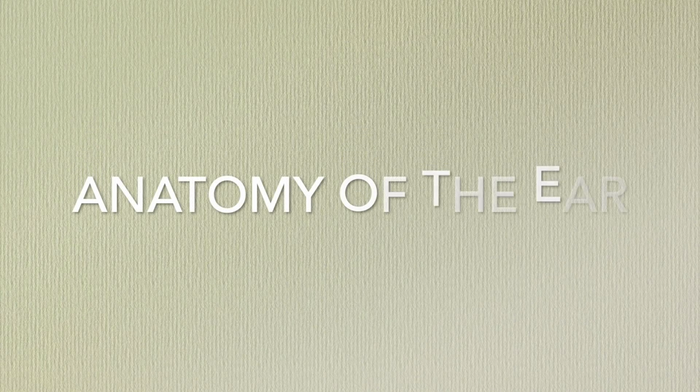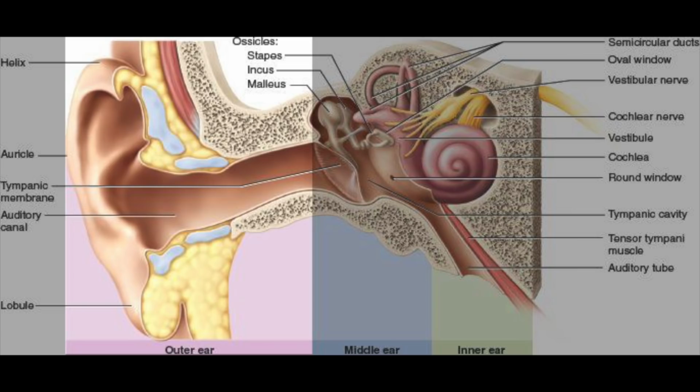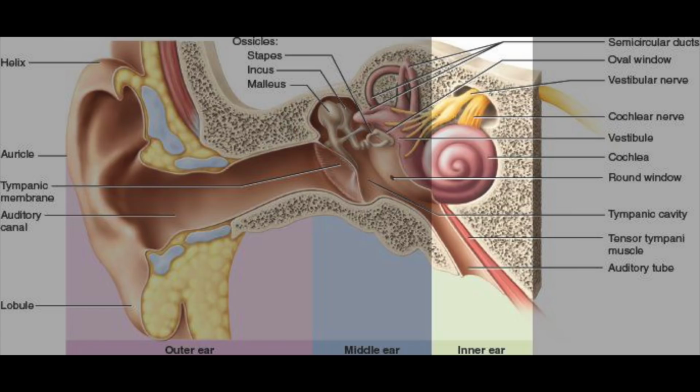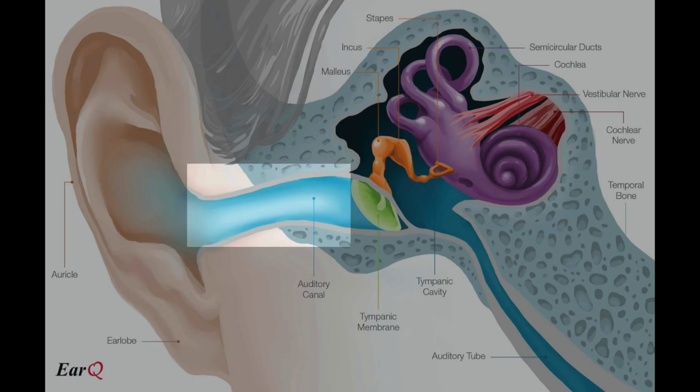Before we dive into otitis media, let's talk about the anatomy of the ear first. The ear can be divided into 3 parts: outer, middle, and inner. The outer ear contains the auricle and the ear canal. The middle ear contains the tympanic membrane, aka the eardrum, which vibrates in response to sound waves. The middle ear also contains ossicles, which are the 3 tiny bones that are attached.